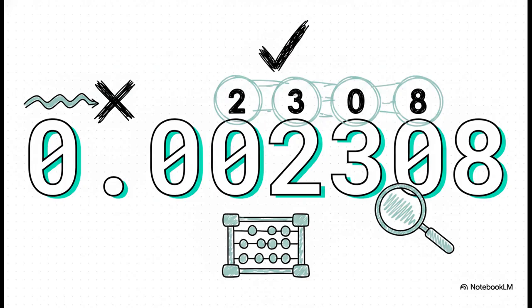Take the number 0.002308. So how many significant figures are we looking at here? Well, applying our rules, those leading zeros before the 2 don't count at all. They're just placeholders. The digits 2, 3, and 8 are non-zeros, so boom, they count. And what about that 0 sandwiched right in the middle of the 3 and the 8? It absolutely counts too. So this specific measurement gives us exactly 4 significant figures.